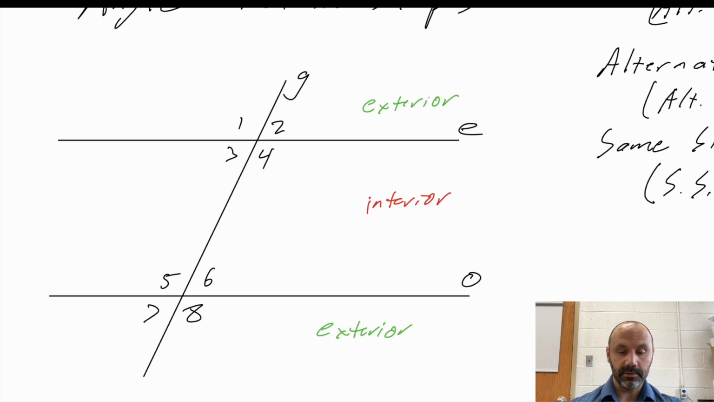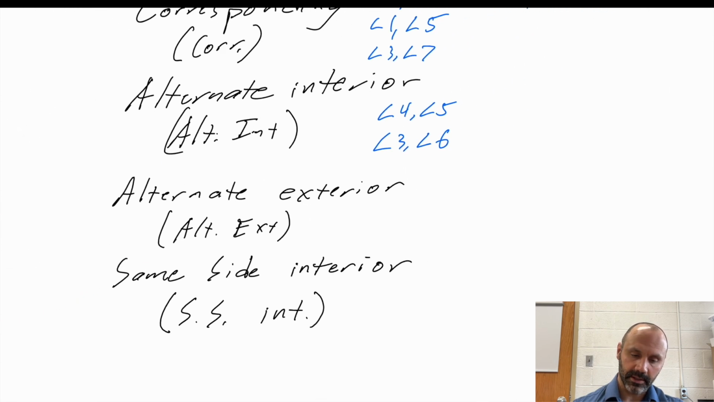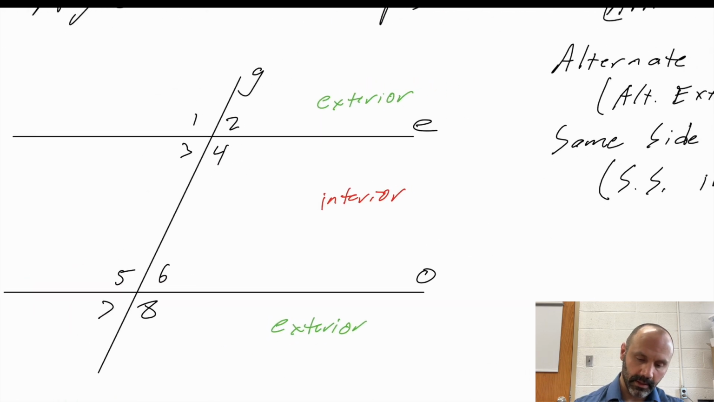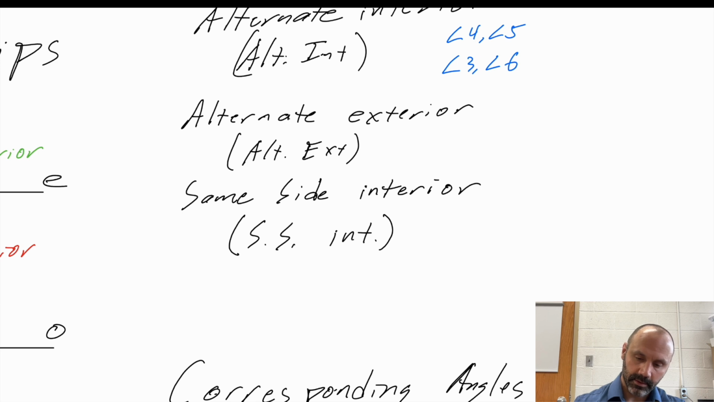Alternate exterior angles, so based on what we've said, you could probably figure that out. Those are on alternate sides of the transversal, but they are in the exterior regions. So 1 and 8, those are both exterior, and they're on alternate sides of the transversal, and 2 and 7 are pairs of alternate exterior angles. So angle 1 and angle 8, and angle 2 and angle 7.